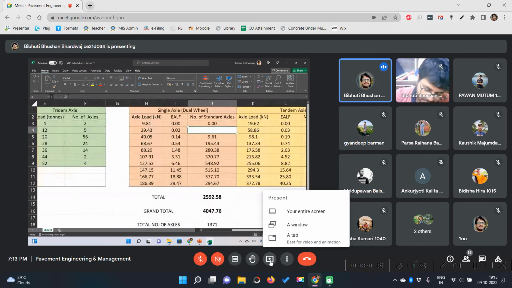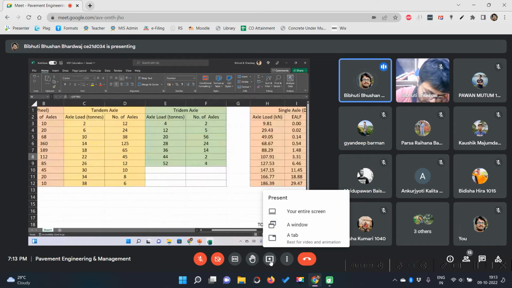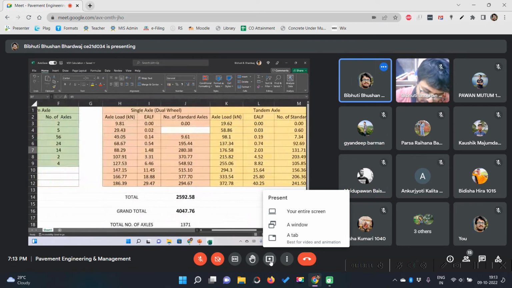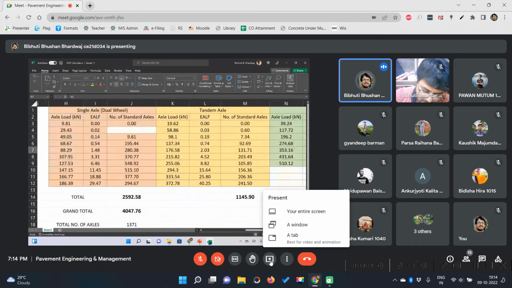So, like that, you have just multiplied this value. You see? This into this, the number of axles. Similarly for tandem axles also, you first calculate the equivalent axle load factor, then multiply with the number of axles, you will get the number of standard axles.